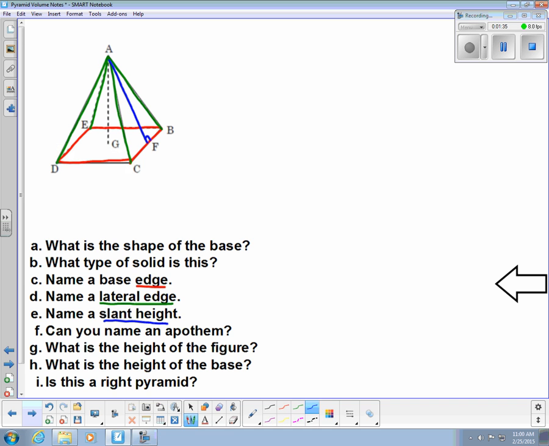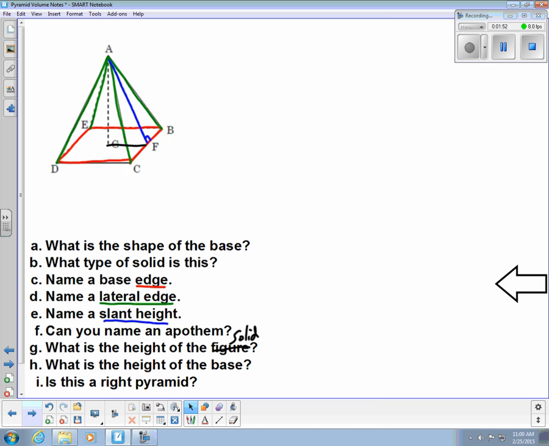And then last, can you name an apothem? Well, this figure does have an apothem. Our apothem would be right here, which is GF. And then what is the height of this figure? Okay, in this figure here, we're talking about, in this case, the solid. So what is the height of this solid?